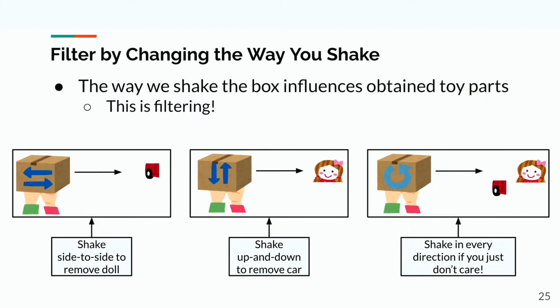The second great thing about this approach is that the way that we shake the box actually influences the toy parts that you get. So if you imagine we have a car in our box, well, if we shake it side to side, maybe the car will roll to one side of the box, and when you open it, you only get car parts. So effectively, you've filtered as you sampled. If you only want the doll, well, shake it in a different direction. That way, you only get the doll. But if you don't care, just shake the box in every direction. You won't get any filtering, but you will reduce the amount of samples needed.